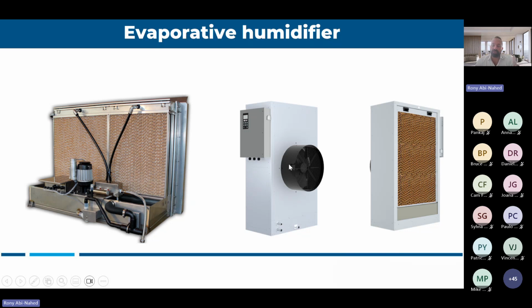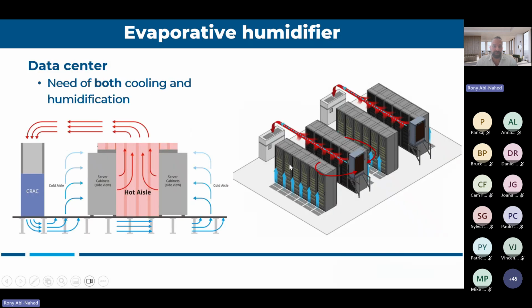And that's what we use mostly right now in designing data centers. And why is that? Because if you look at the data center design, you always have your crack unit blowing air, downflow, and then you have your server. So the air will go from that side. It will create a hot aisle from the other side, which goes back to the crack unit.